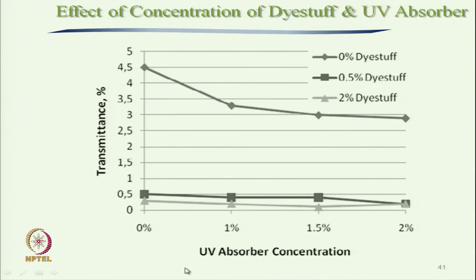If we see here the UV absorber concentration and the UV transmittance for undyed fabric, initially the UV transmittance was very high, but with the increase in concentration of UV absorber, the transmittance decreases gradually. The similar trend is true for the dyed fabrics also, although the effect is not that significant, because for dyed fabric the initial transmittance percent was already very low.